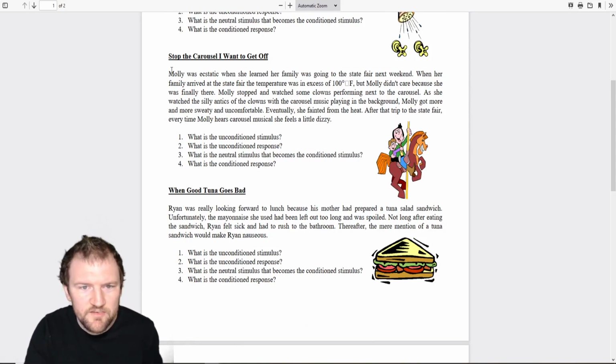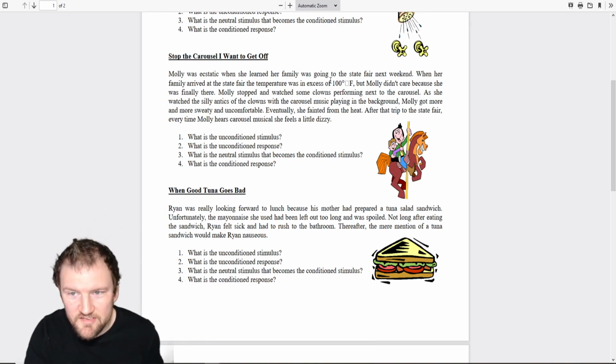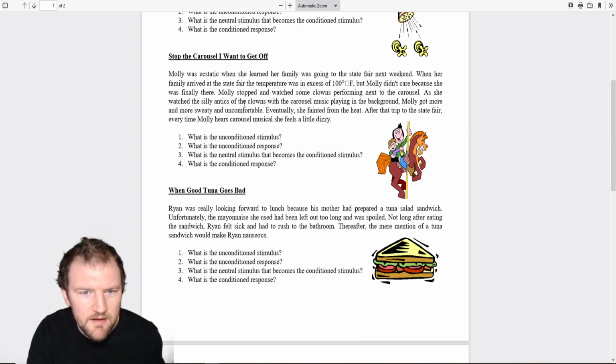And this one's about carousel. Molly was ecstatic when she learned her family was going to the state fair next weekend. When her family arrived at the state fair, the temperature was in excess of 100 degrees Fahrenheit. But Molly didn't care because she was finally there. She stopped and watched some clowns performing next to the carousel. As she watched the silly antics of the clowns, with the carousel music playing in the background, Molly got more and more sweaty and uncomfortable. Eventually, she fainted from the heat. After that trip to the state fair, every time Molly hears carousel music, she feels a little dizzy.